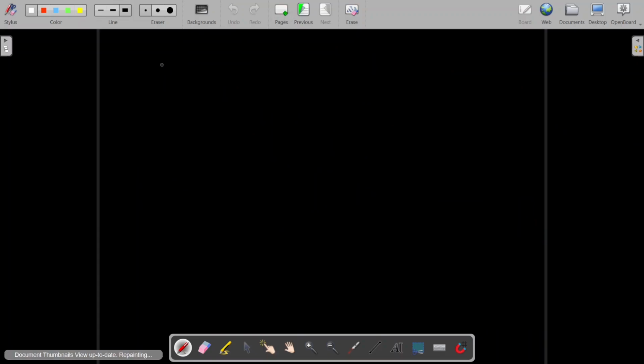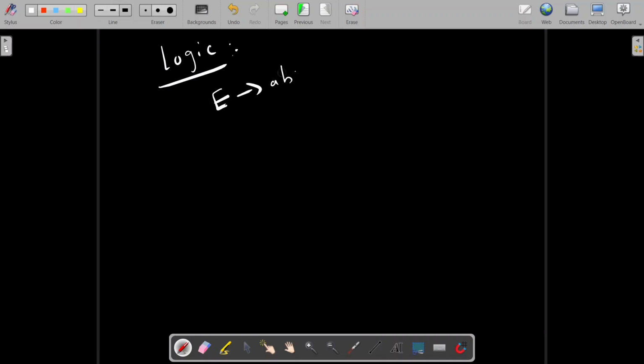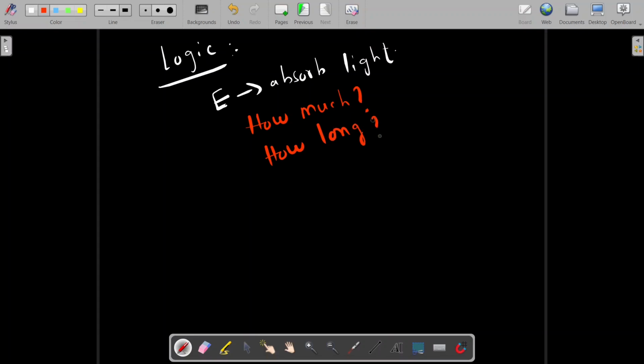Now we come to know the logic. I have said that electrons absorb the light. How does it absorb the light? That is, how much it can absorb, how long it can absorb. See here.